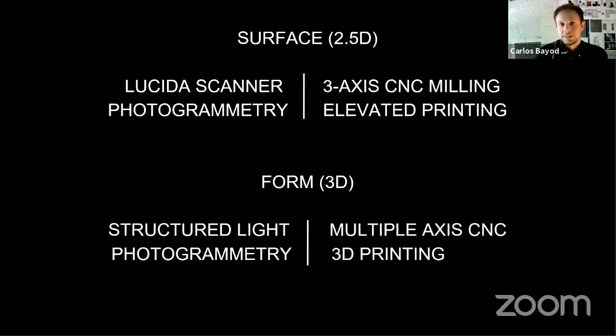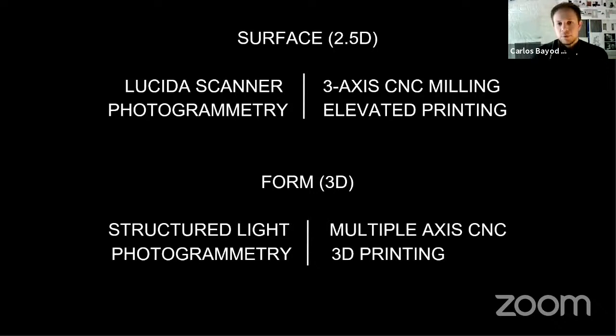So when we have recorded 3D form, when we have recorded a volumetric object, the obvious ways of rematerializing that would be to use multiple axis milling machines like these robots I was showing earlier. And of course, the best option nowadays is using one of the different types of 3D printing in order to build this volume, also with the qualities of the surface.